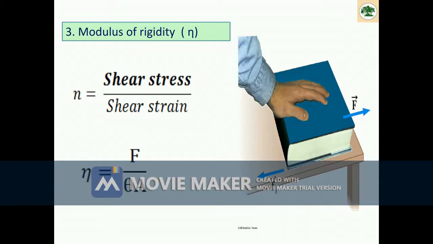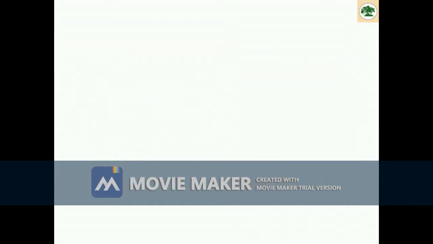Now eta will be F upon theta into A. Theta is the displacement of the upper layer, F is the applied force, and A is the area. In this way we can calculate the modulus of the rigidity.